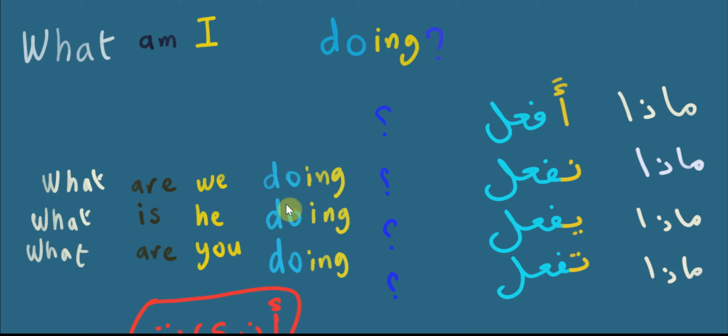We already covered that. But notice now, if you're asking someone what they are doing in front of you, you add this ing to indicate the continuous nature of the action. It's being done right now. So you say, what are we doing? What is he doing? What are you doing? Of course, for plural or singular second person. So again, what am I doing? What are we doing? What is he doing? What are you doing?